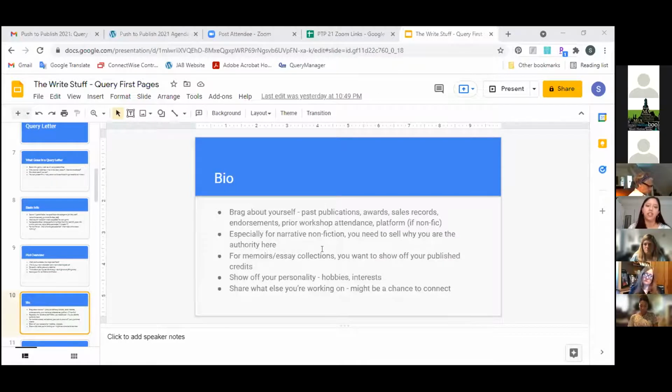And again, as I mentioned earlier, if you don't have any of these credentials, this is a place where you can show off your personality, your hobbies, your interests. And I would also strongly suggest sharing what else you're working on, because that might be a chance to connect. For example, you might have a bio that says, I'm so-and-so, an accountant based in Connecticut. I'm also working on a romantic comedy about a comedian who goes back to her small town to record her Netflix special and the awkwardness that ensues.